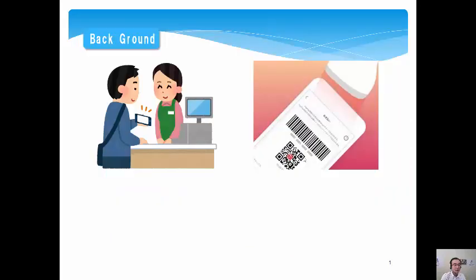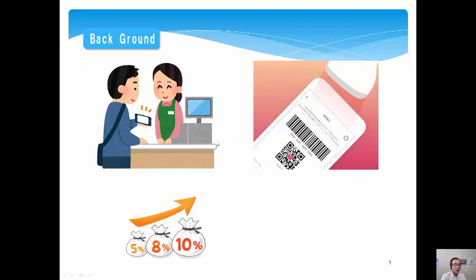This is the background of my research. Recently, mobile payment is very popular. For example, at the convenience store, you can use your own smartphone instead of real cash. In recent years in Japan, the consumer tax has been increased from 8% to 10%. Then the Japanese government decided to give some small points only in the case of using digital cash.